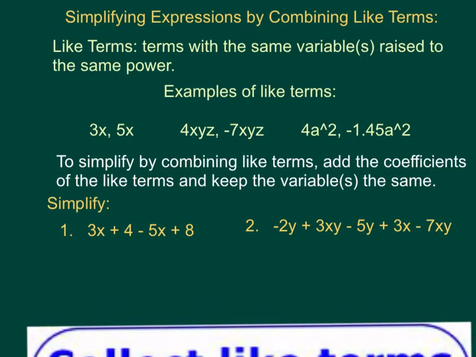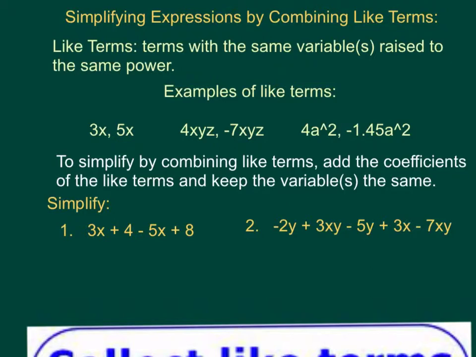When I do this, what I like to do is either underline all of my like terms or circle them, depending on how many like terms I have. I might have to put a square around some terms. It's easier to distinguish what the like terms are and add the coefficients together if you separate them that way.